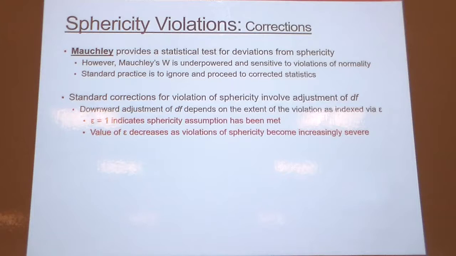Nope, sigma, that's small sigma. That's small sigma, not big sigma, tiny sigma. Right? Tiny sigma equals 1. This indicates that the sphericity assumption has been met. If epsilon, or sigma, is equal to 1, we've got no violation of the assumption of sphericity, but as that value decreases, we get more and more of a correction for our violation there.